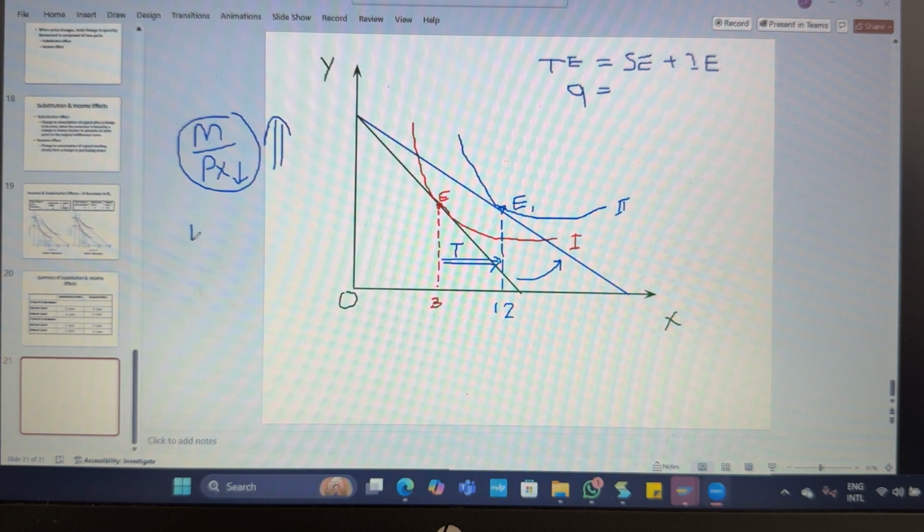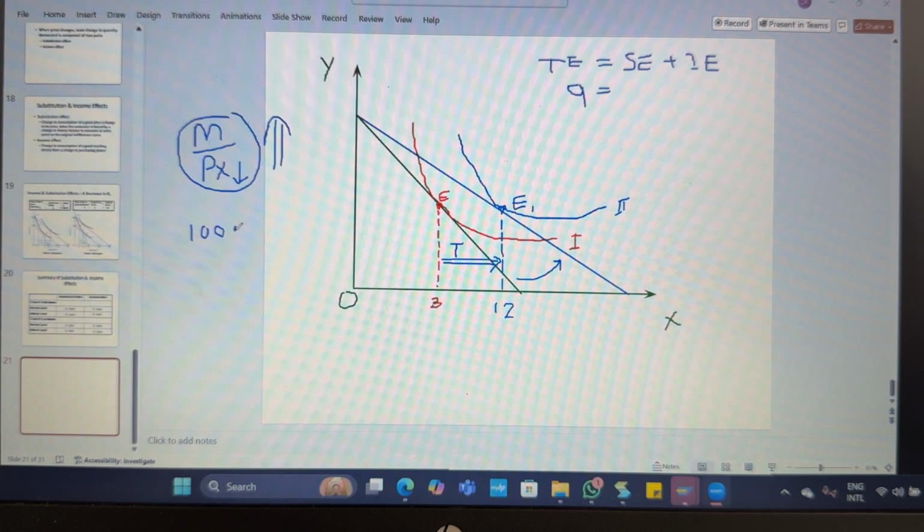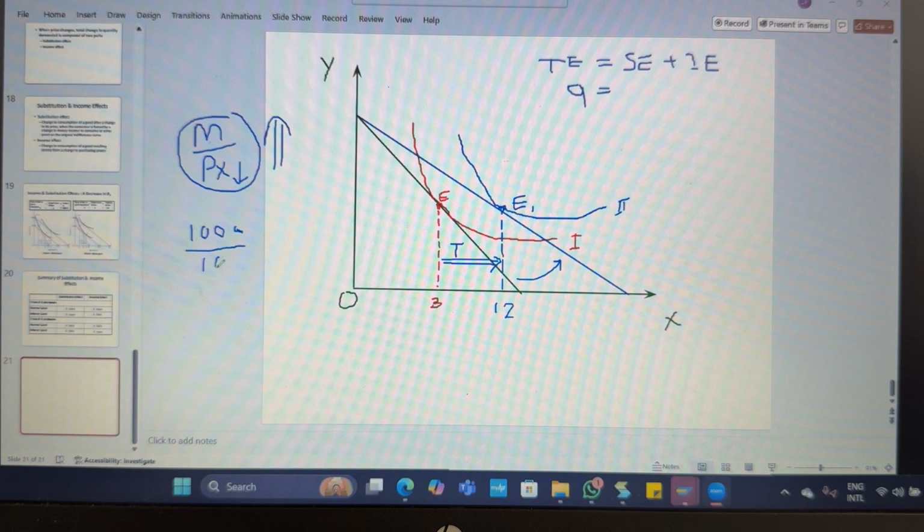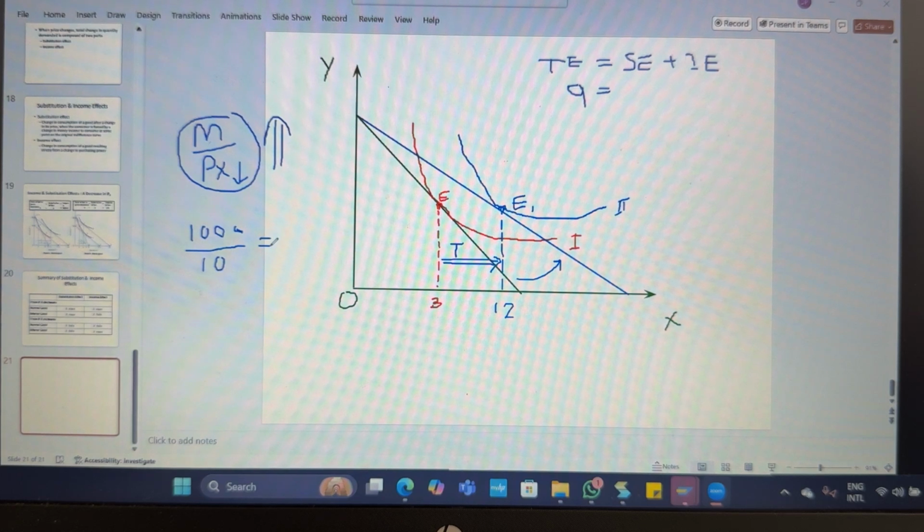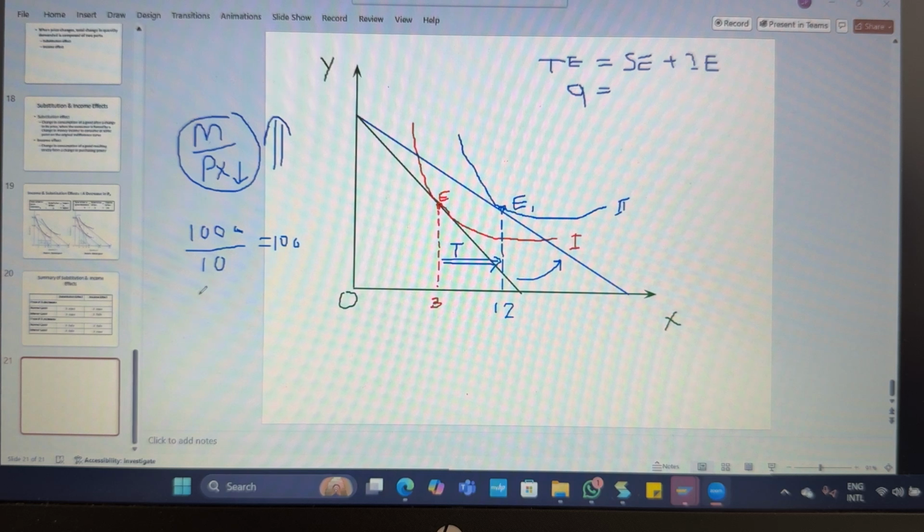So your income is, say, 1000. Now the price of X is 10, so you are purchasing 100 units. Now the new price is 5, so your real income increases, and you can now purchase 200 units. So that's why demand has increased from 3 to 12. Okay, so far?